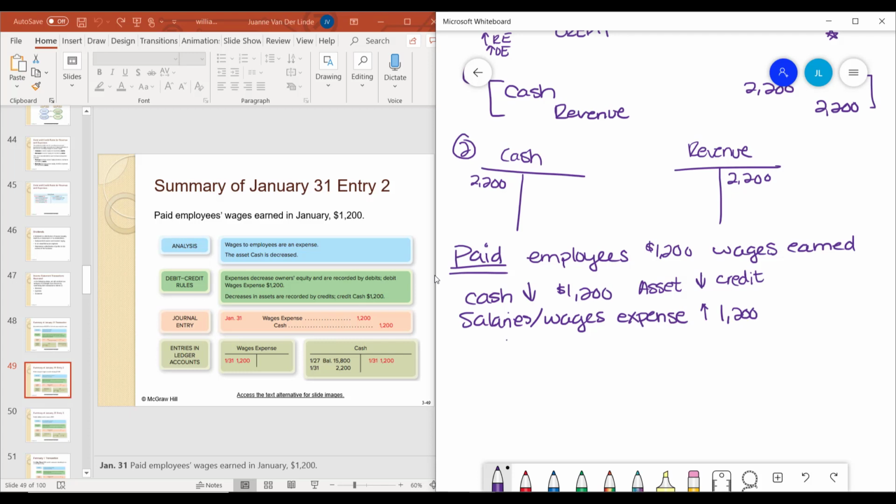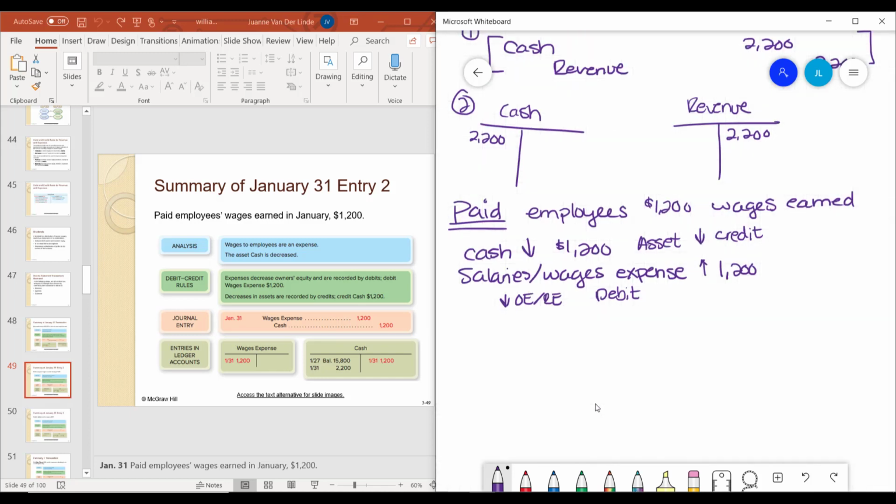Expenses, however, they decrease owner's equity / retained earnings. And how do you decrease owner's equity? You do that with a debit. Remember, expenses are always debits. So since the expense is the thing that I'm debiting, we want to list that first when we journalize it.